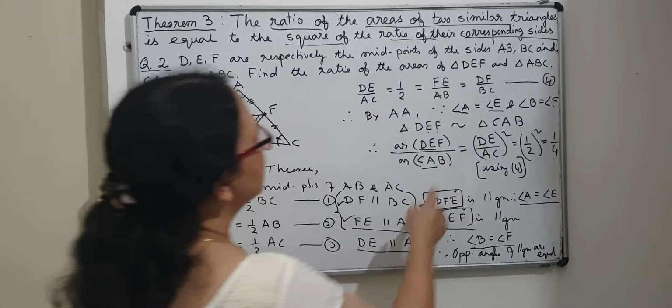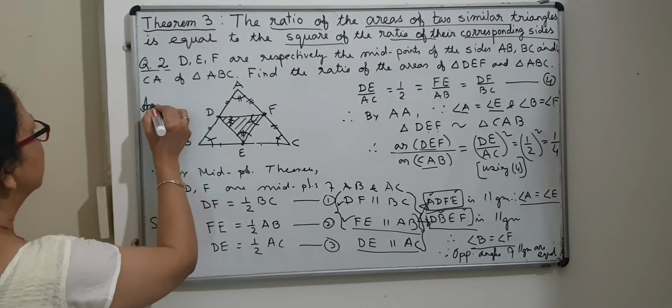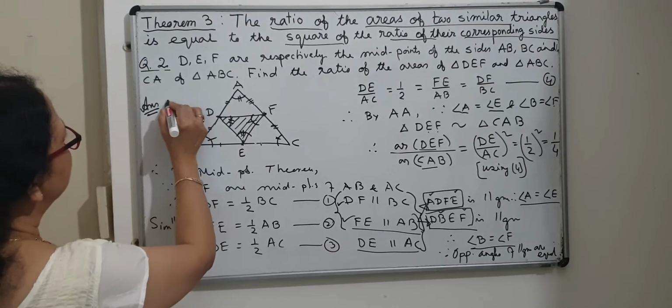So hence the answer is 1 by 4, that is 1:4. So what will be the answer? Your answer is 1:4.